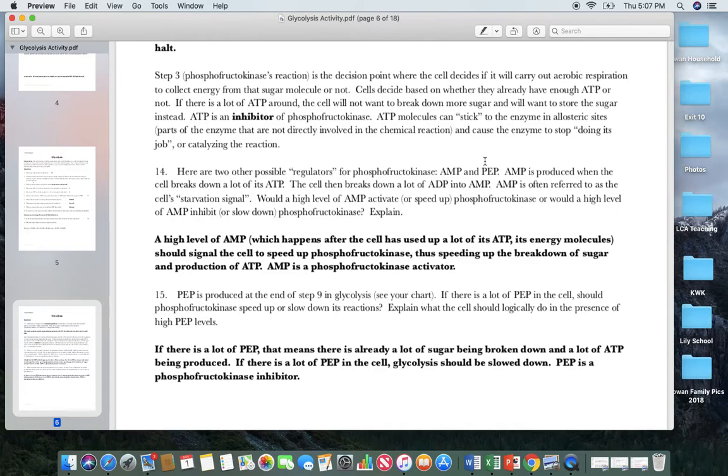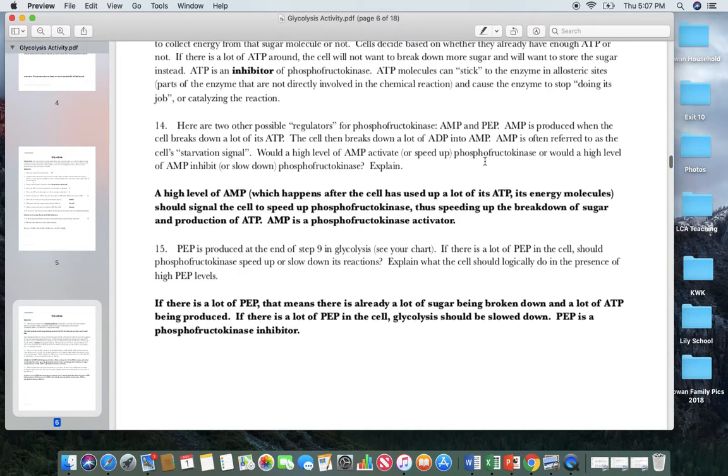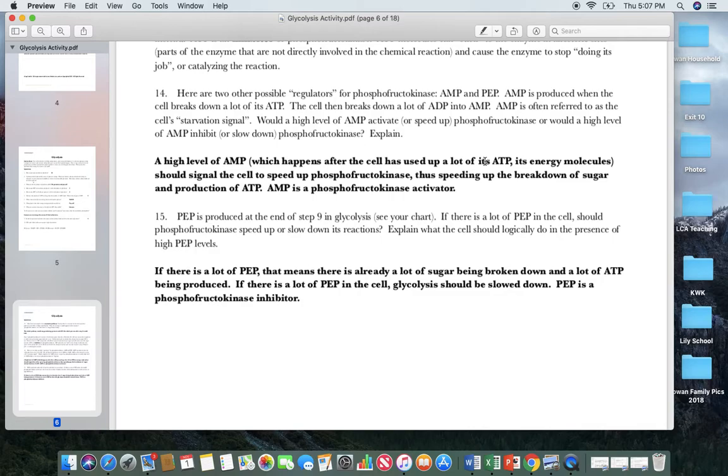ATP molecules can stick to the enzyme at allosteric sites and cause the enzyme to stop doing its job of catalyzing the reaction. All right, so here are two other possible regulators, AMP and PEP. AMP is produced when the cell breaks down a lot of its ATP, and the cell breaks down a lot of ADP into AMP. AMP is often referred to as the cell's starvation signal. It's like, I'm hungry, I'm hungry.